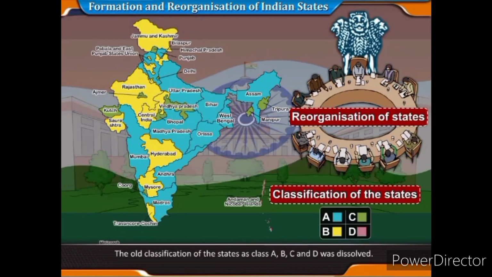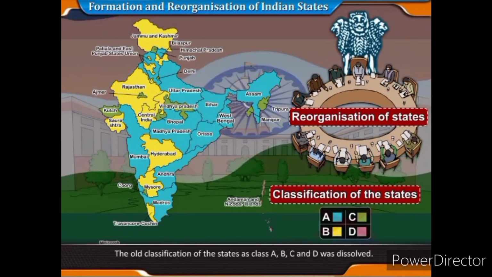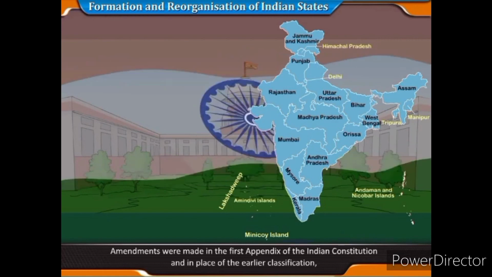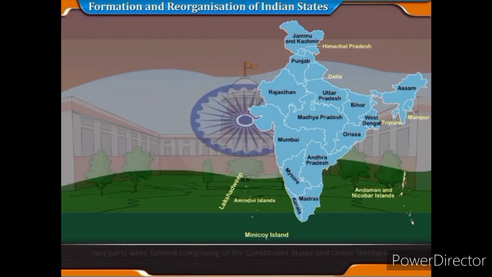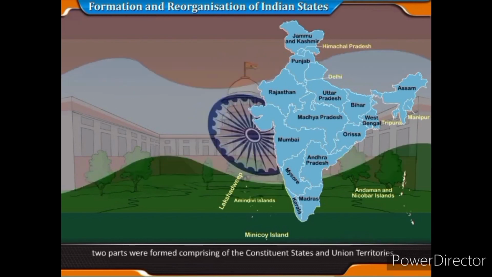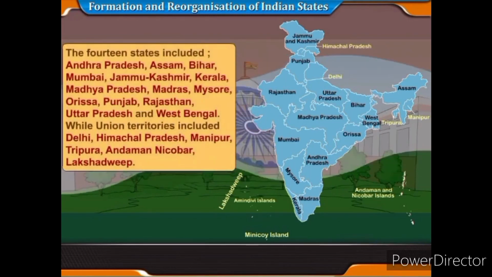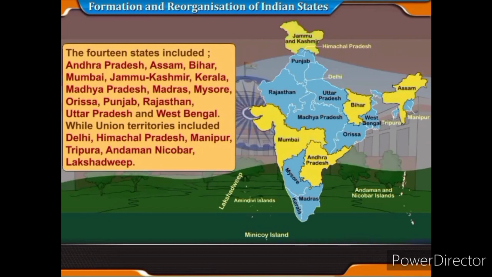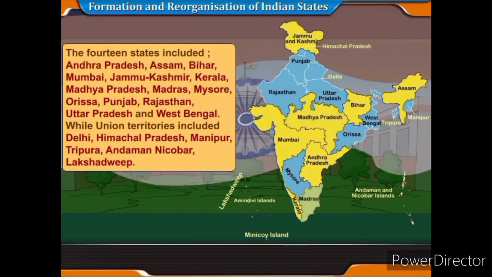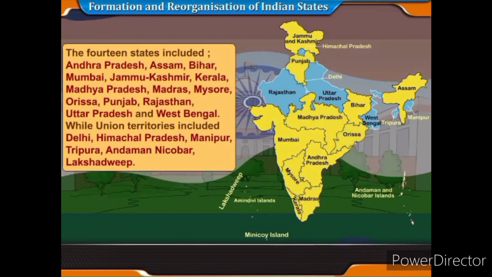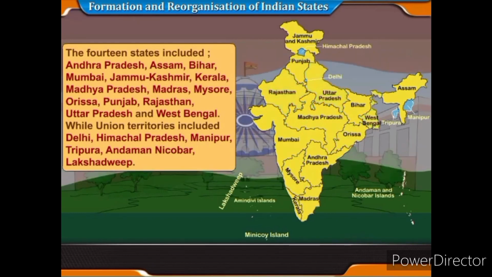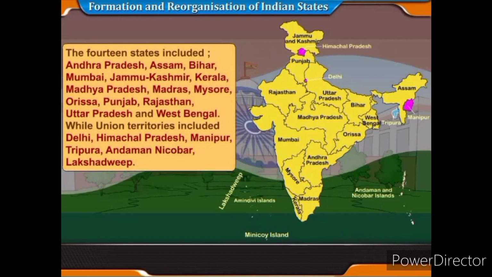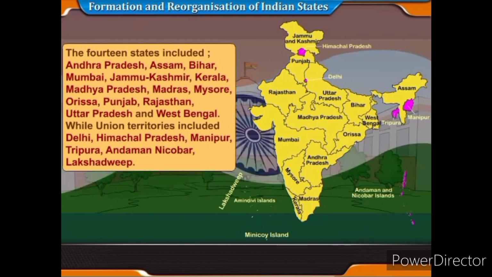The old classification of the states as Class A, B, C, and D was dissolved. Amendments were made in the first appendix of the Indian Constitution, and in place of the earlier classification, 2 parts were formed comprising of the constituent states and union territories. The 14 states included Andhra Pradesh, Assam, Bihar, Mumbai, Jammu Kashmir, Kerala, Madhya Pradesh, Madras, Mysore, Odisha, Punjab, Rajasthan, Uttar Pradesh, and West Bengal, while union territories included Delhi, Himachal Pradesh, Manipur, Tripura, Andaman, Nicobar, Lakshadweep.